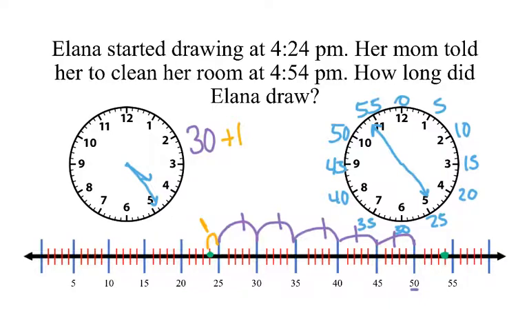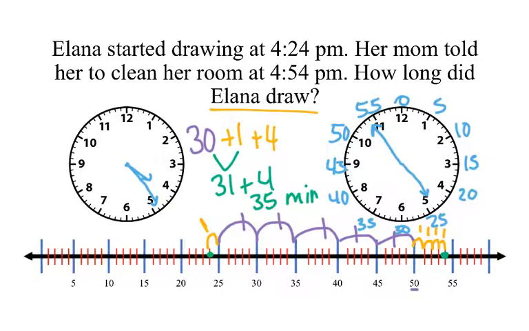And then let's make our little jumps to get to 54. So 1, 2, 3, 4. We had 4 little jumps, so it's plus 4. So if we add all these together, we'll find out how long Ilana was able to draw for. So 30 plus 1 is 31. 31 plus 4 is 35 minutes. So Ilana drew for 35 minutes.